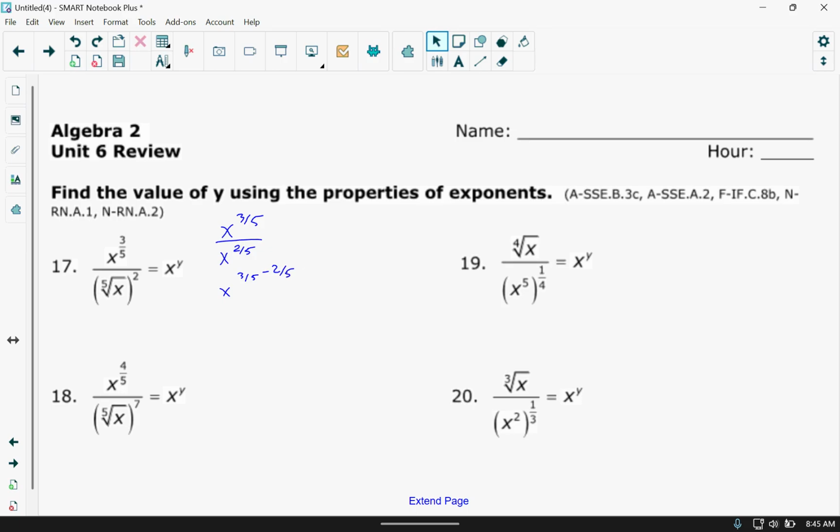So we would have x to the 3/5 minus 2/5, so that's going to give me x to the 1/5. Now the right side of the problem says x to the y, so I'm going to put equals x to the y. And once we have just a single term on each side, we can just set the tops equal to each other. So that means y is equal to 1/5. That's my answer.